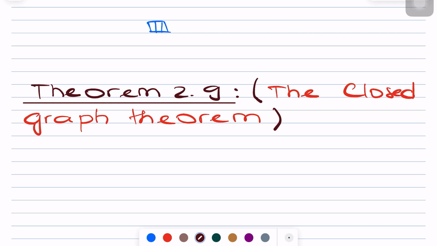So the closed graph theorem formalizes the idea that, if the graph of a function is closed, then the function is continuous. So it provides a sort of mathematical tool for analyzing the continuity of a function based on its graphical representation, so to speak.